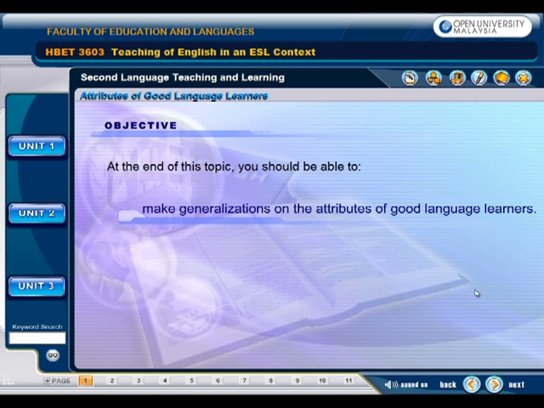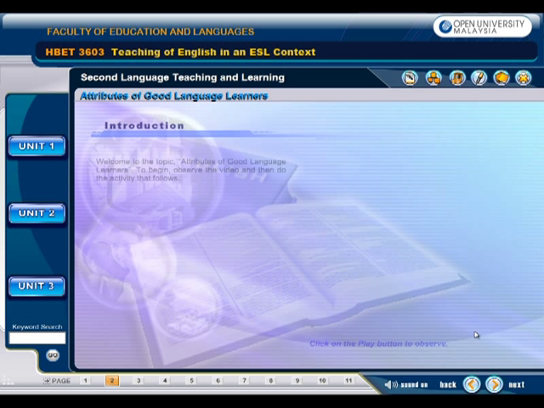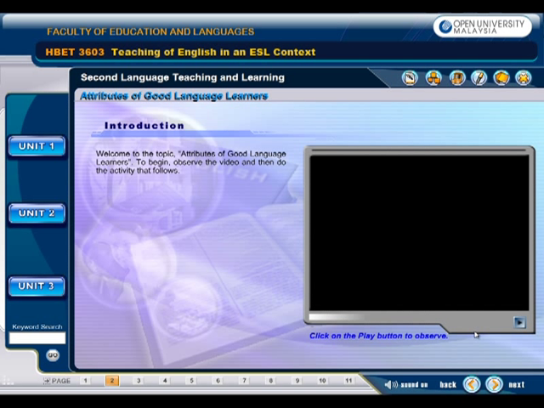At the end of this topic, you should be able to make generalizations on the attributes of good language learners. Welcome to the topic, Attributes of Good Language Learners. To begin, observe the video and then do the activity that follows. Click on the play button to observe.